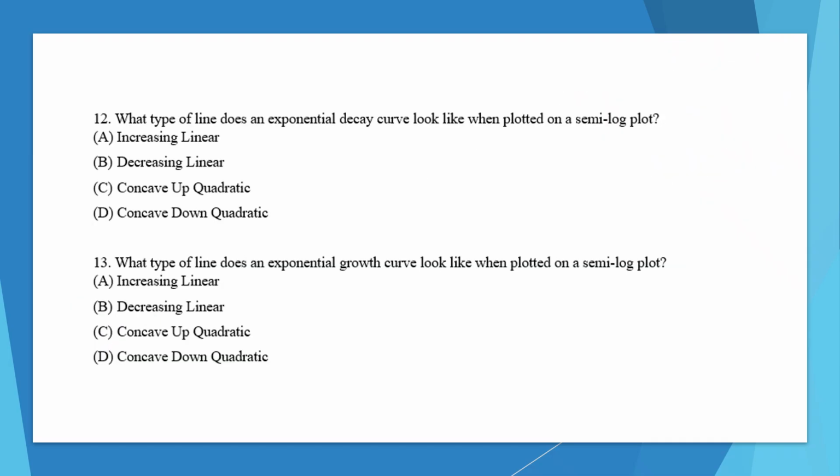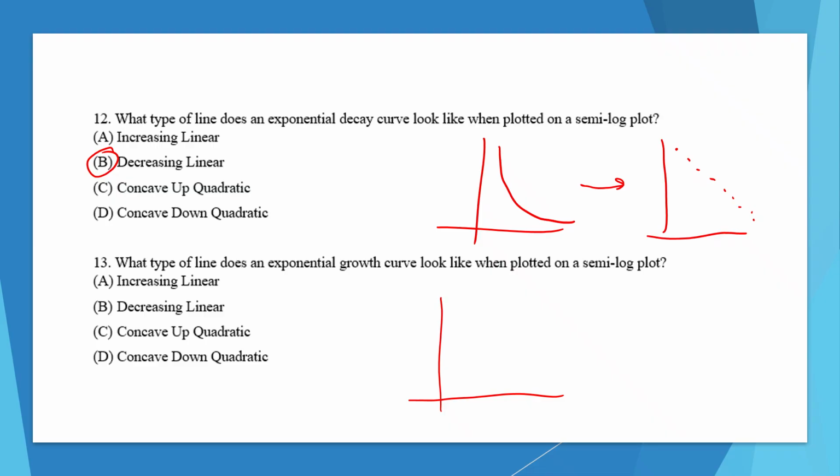All right, number 12. What type of line does an exponential decay curve look like when it's plotted on a semi-log plot? And this is going to be just a decreasing linear line. So B should be our answer there. And now, what type of line does an exponential growth curve look like when it's plotted on a semi-log plot? This is going to be an increasing linear line. So A is going to be our answer for 13.